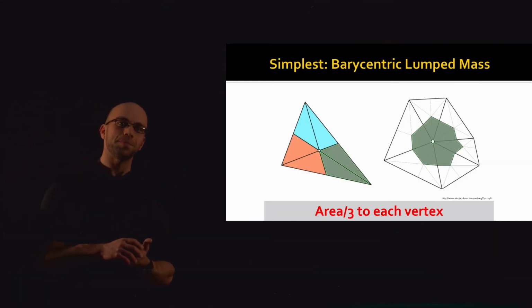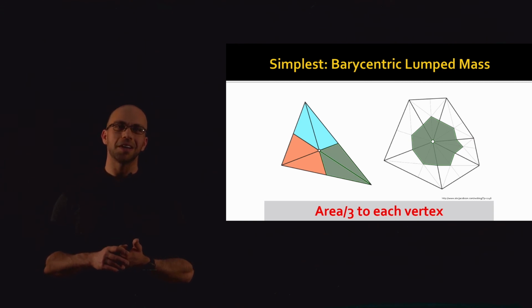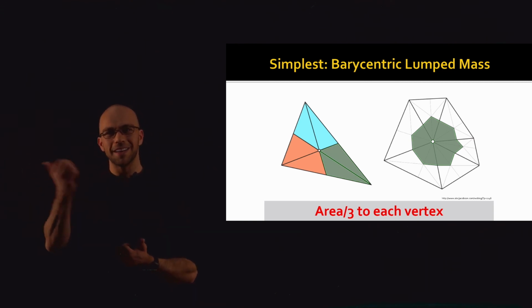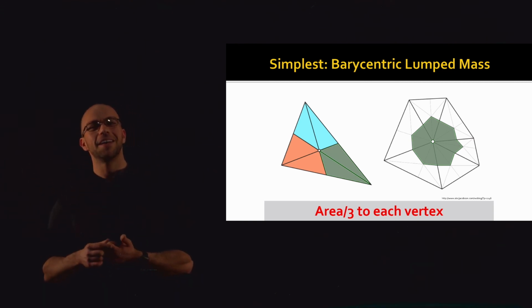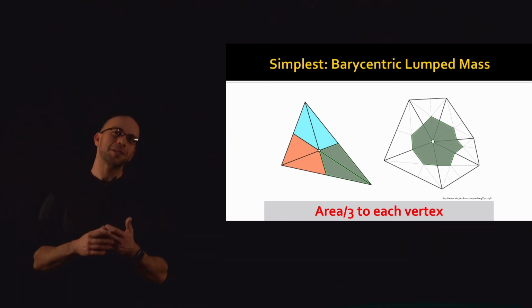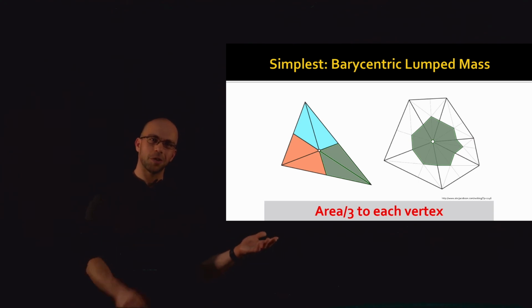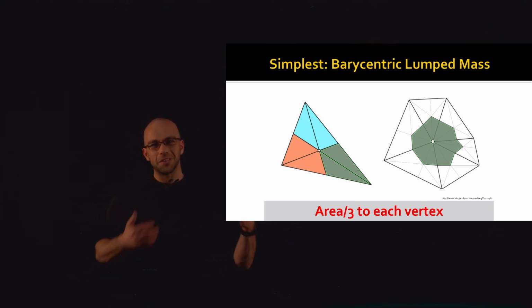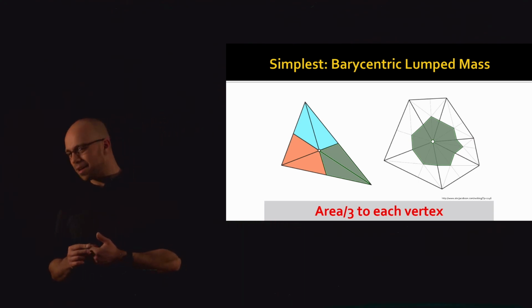One very simple one is to just take the area of every triangle divided by 3 and assign it to each of the vertices, and sum those up and put them on the diagonal of your matrix. Geometrically, that's like finding the barycenter of your triangle, making this little subdivision here, and constructing your dual cell that way.